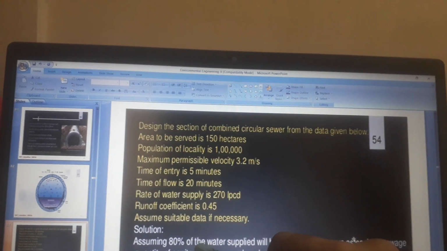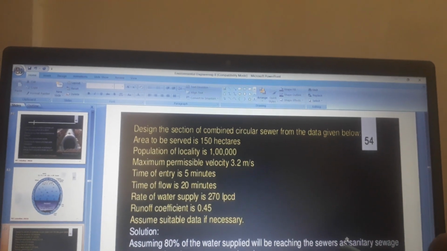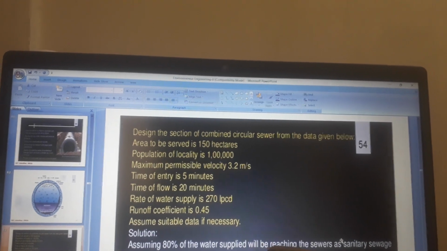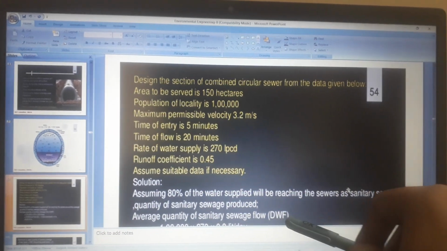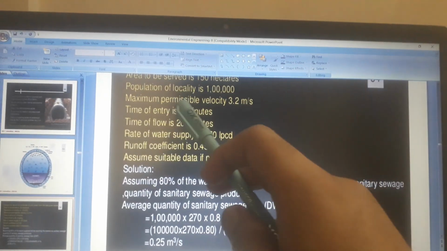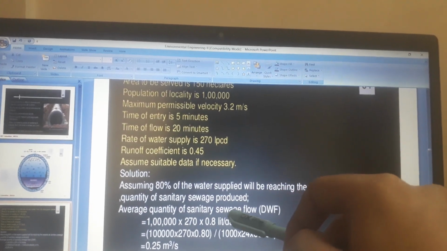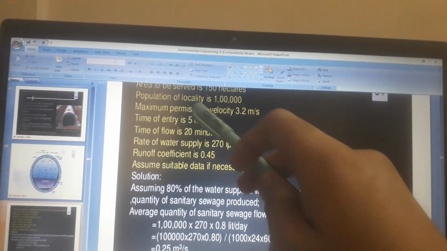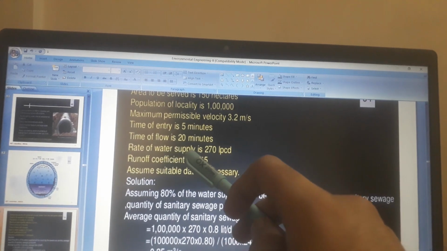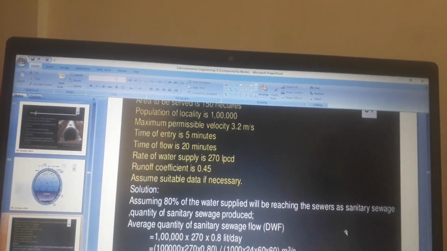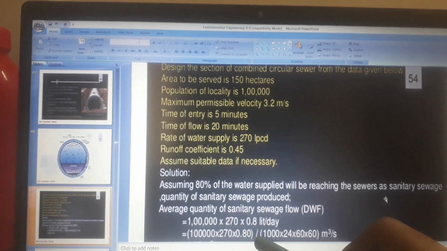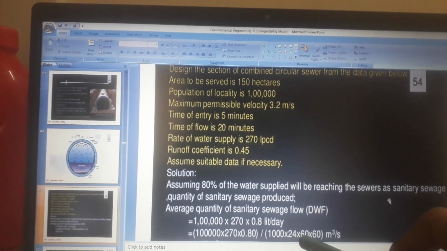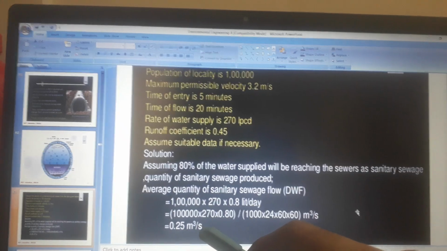Solution: assuming 80% of the water supplied will be reaching the sewers as sanitary sewage, the average quantity of sanitary sewage flow (DWF) is equal to population of locality into rate of water supply into 0.8 liter per day, which is equal to 1 lakh into 270 into 0.80 divided by 1000 into 24 into 60 into 60 meter cube per second, which is equal to 0.25 meter cube per second.